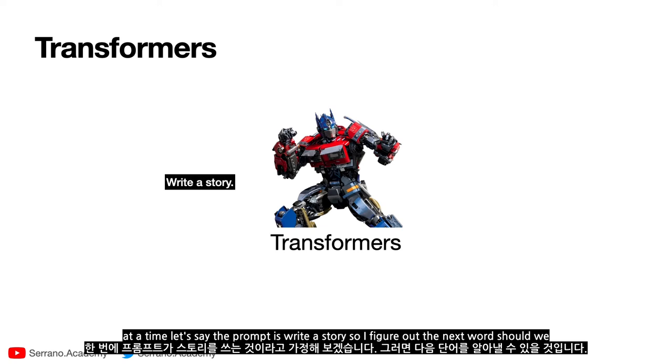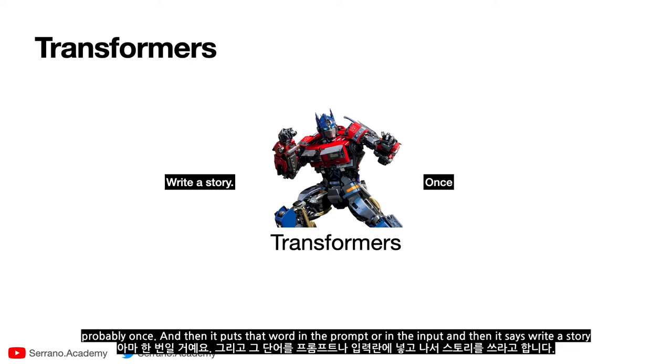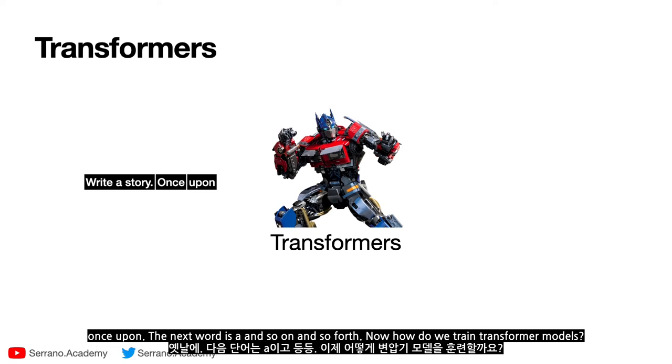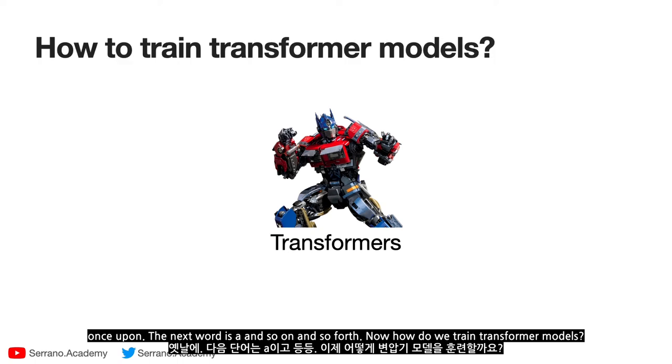Let's say the prompt is write a story. So it figures out the next word should probably be once. And then it puts that word in the prompt, or in the input. And then it says write a story once, and the next word that outputs is upon. And then it does that again. It inputs write a story once upon, the next word is a, and so on and so forth.